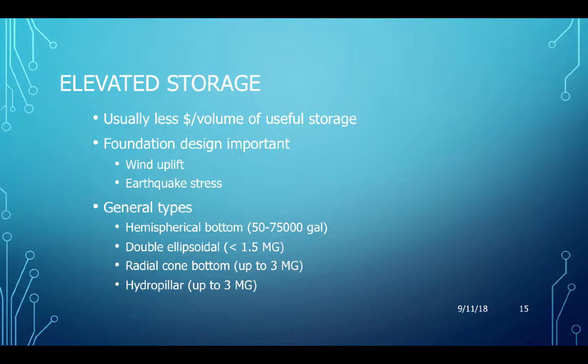Elevated storage, these are the ones that are hung up in the air. They usually have smaller dollar per volume of useful storage. There's a strong structural component. The foundation design matters. There's wind uplift, earthquake stresses, plus you're holding a lot of water up in the air. The kinds of storage tanks that fall into this category would be hemispherical bottoms, double ellipses, radial cone, Hydra Pillar, and similar things. We're going to look at some pictures shortly. And they can store substantial amounts of water, 3 million gallons, which is a fair amount of water.